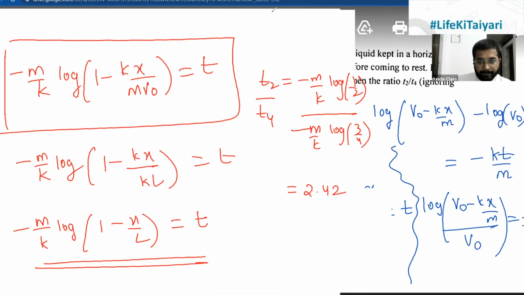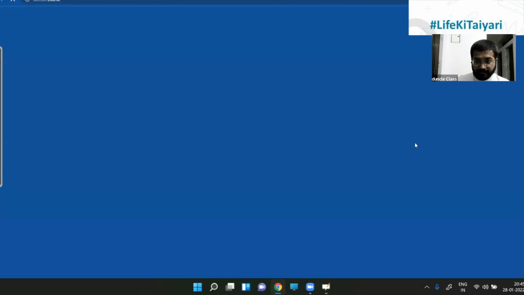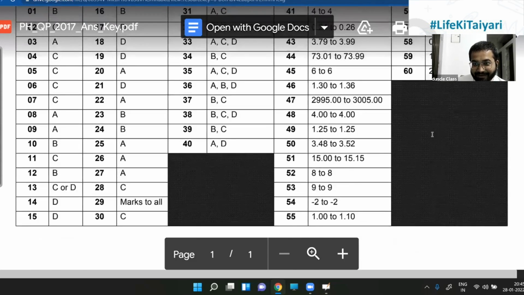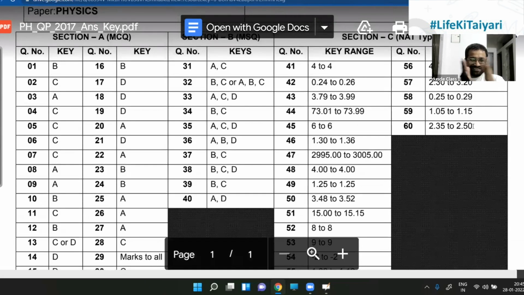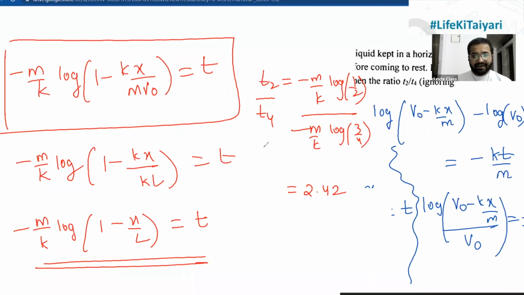Okay, let's check on the answer key. Here we go, 2017 answer key. Please be correct. Yeah. Okay, so what do we have? Claps. Got it. Nice. 2.35 to 2.50 is the range. Any questions? Chalo, nice question. Good suggestion though. We did plenty of problems on variable mass, but one question is expected on this. I hope that this practice will be worth it.